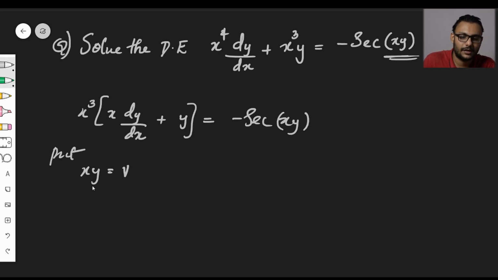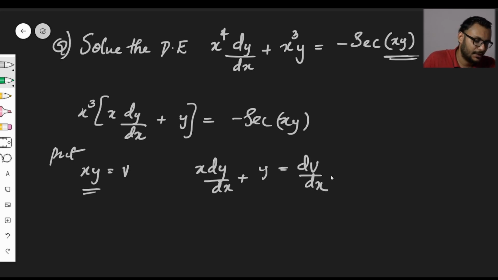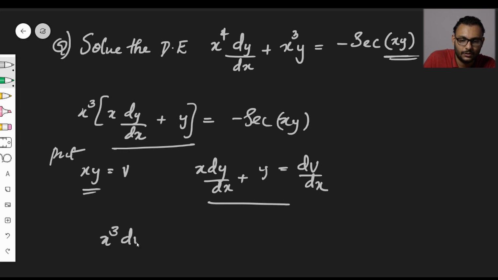We have to apply the product rule in this term, that is first function x into dy by dx plus y into dx by dx, which is 1, equal to dv by dx. Is that clear? We can substitute this expression here. So what will be the final result? That is x cube into dv by dx, substituting dv by dx instead of this term, is equal to minus sec xy, which is nothing but v. This is our final substitution.